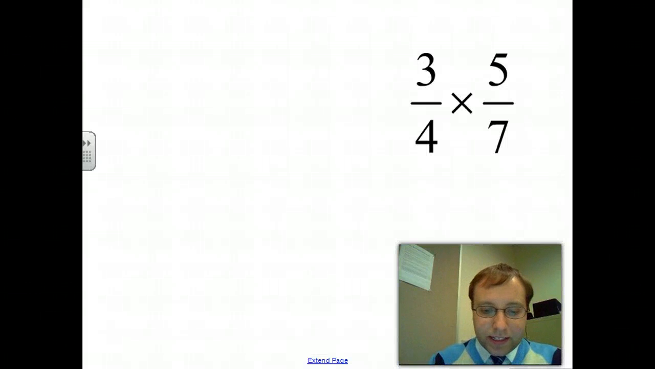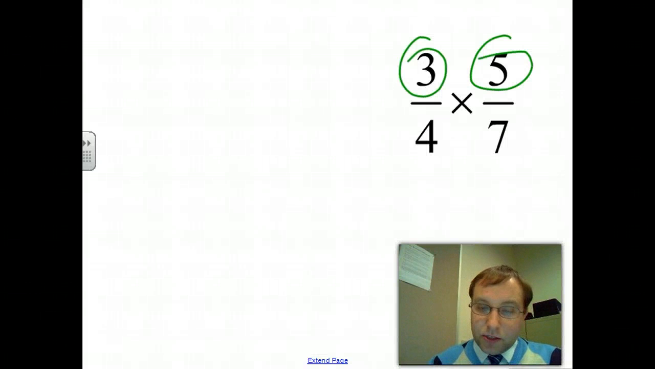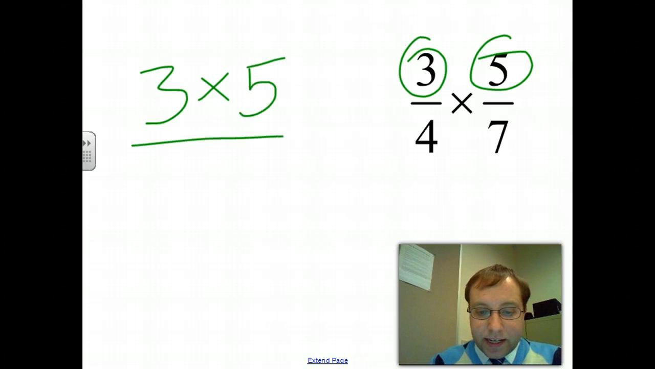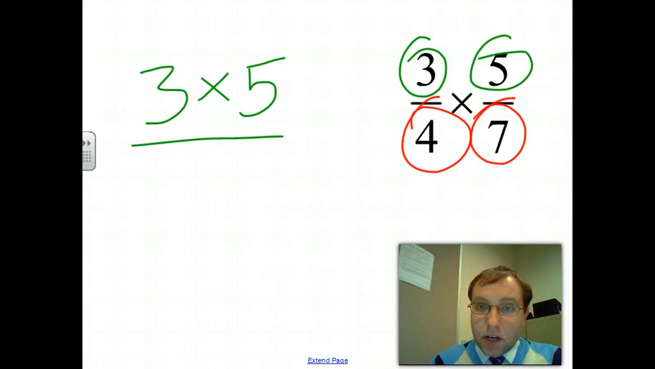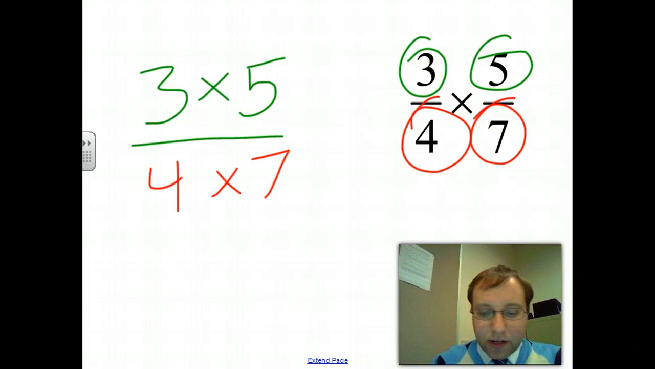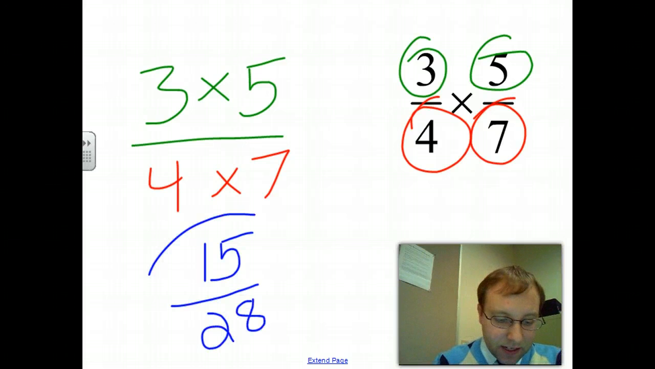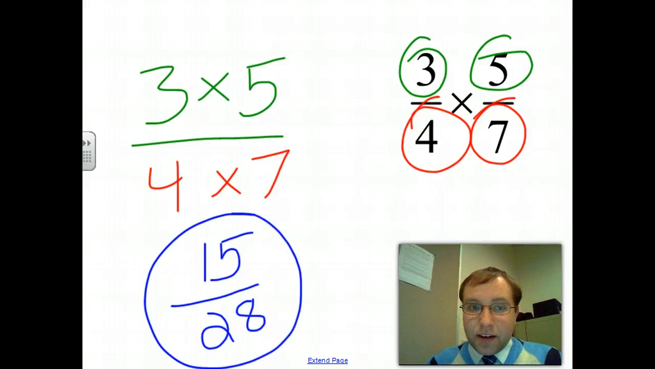So our numerators in this case, in 3/4 times 5/7, are 3 and 5. So our new numerator is going to be 3 times 5. Our denominators in this case are 4 and 7. So our new denominator is going to be 4 times 7, just the product of the old denominators. In this case, there's nothing to simplify, as our fraction multiplies together to be 15 over 28. And since 15 and 28 share no factors, that is the simplest form of our fraction.